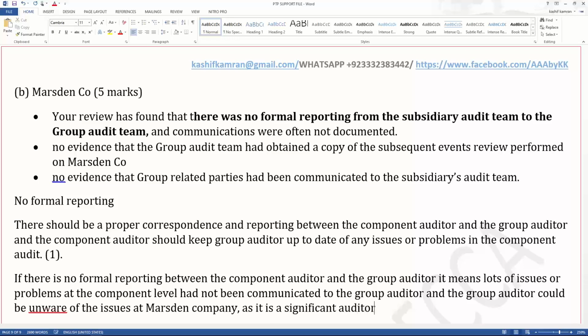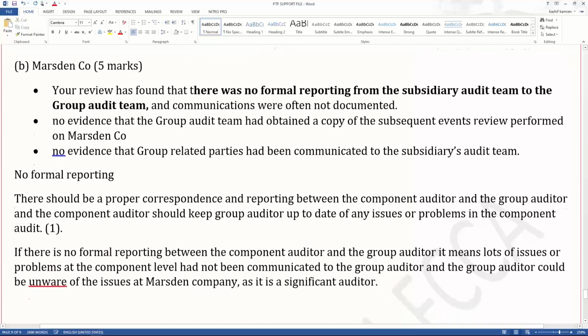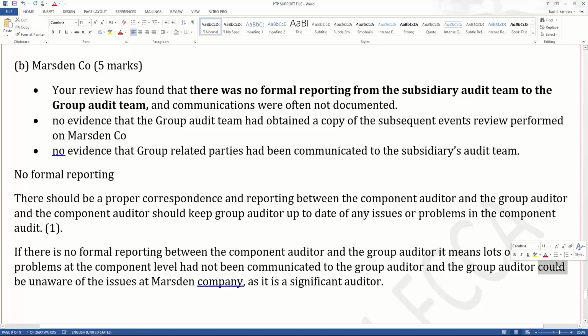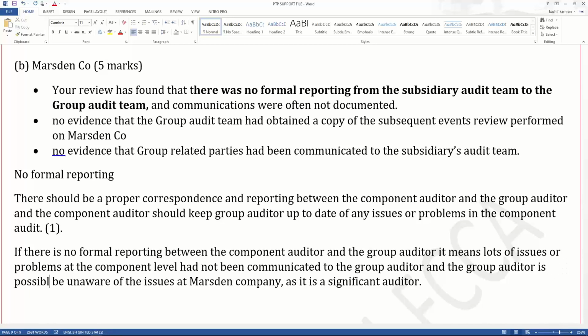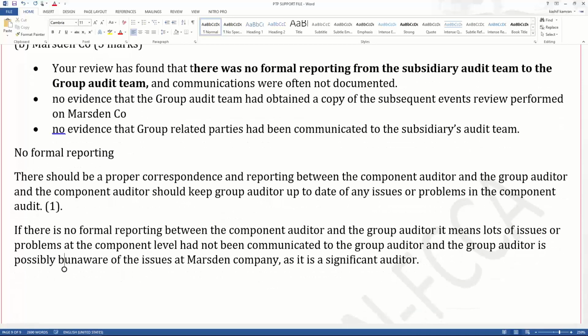I hope you read the case yesterday. The examiner told us that every subsidiary is significant. So Marsden company is also a significant subsidiary, and because there is no formal reporting between the component auditor and the group auditor, it means that lots of issues or problems at the component level had not been communicated to the group auditor, and the group auditor is possibly unaware of the issues at the Marsden company.